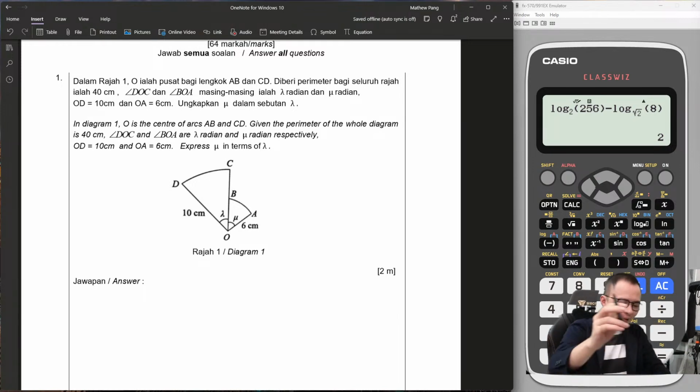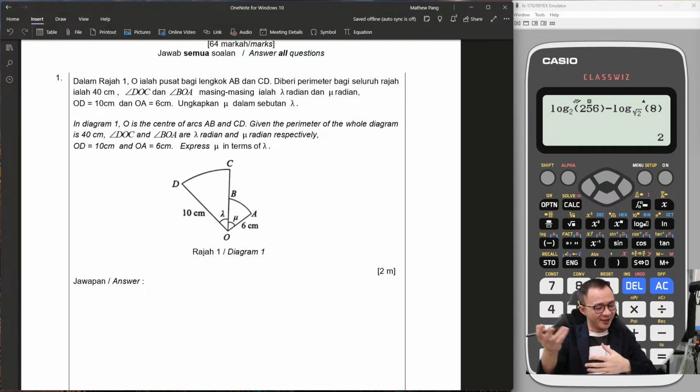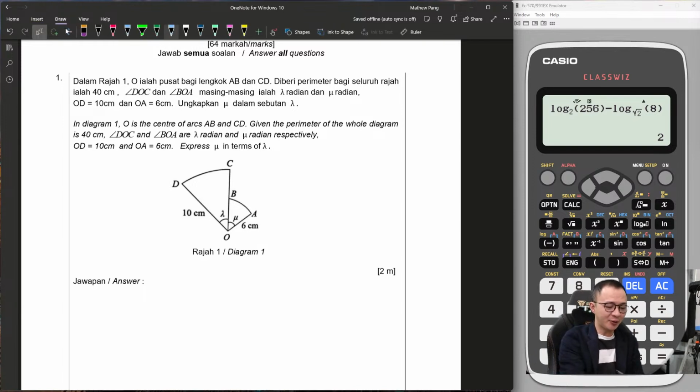So the first question: in Diagram 1, O is the center of the arcs AB and CD. Given the perimeter of the whole diagram is 40 centimeters. First thing I will do is write perimeter is 40. Then they have their own angles, lambda and mu. We know the arc length is r theta. So the arc DC is r, which is 10, multiplied by theta, which is lambda. Okay, so this one is 6 mu.